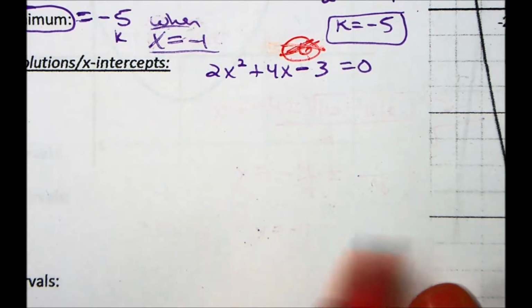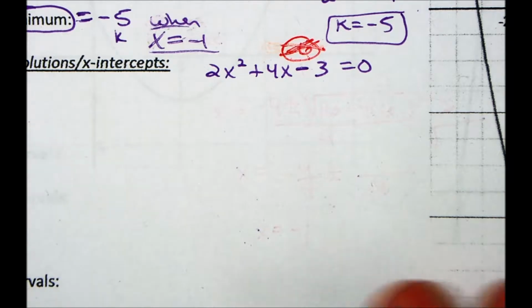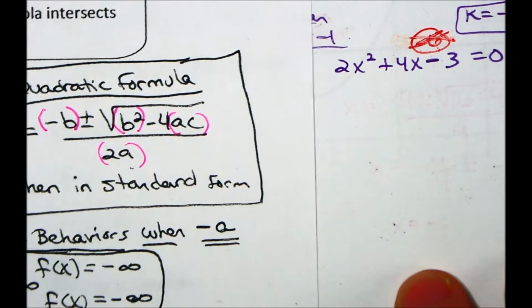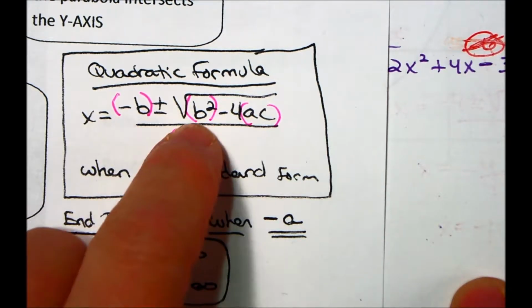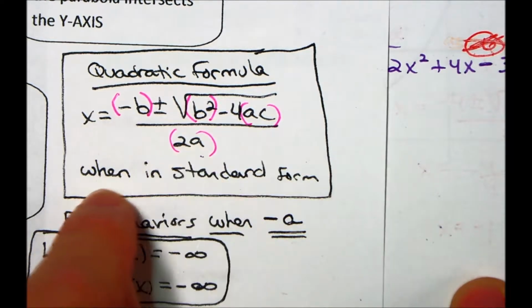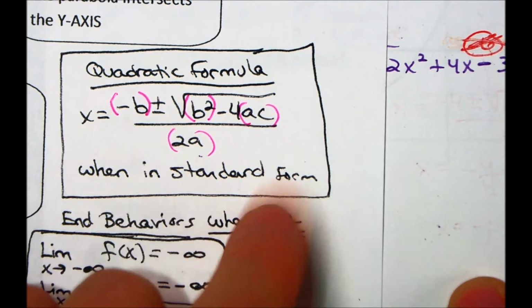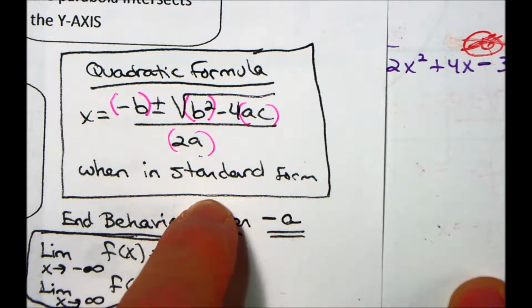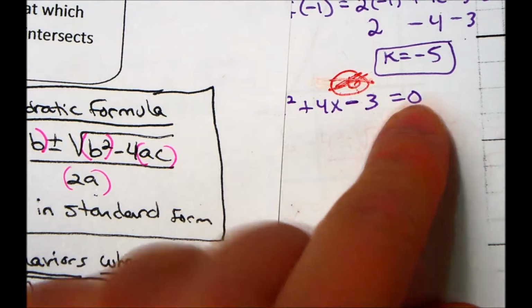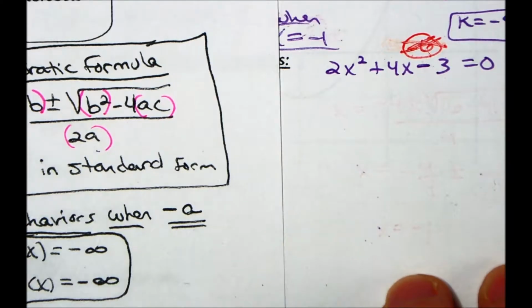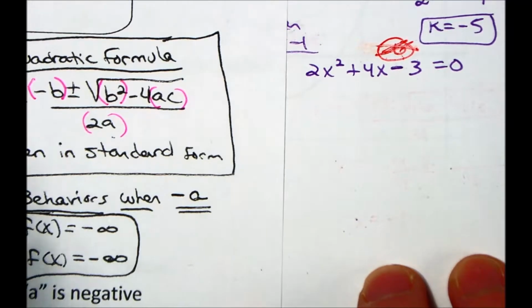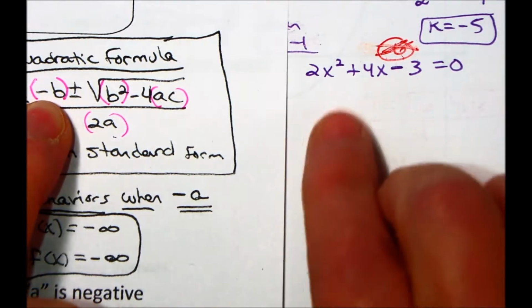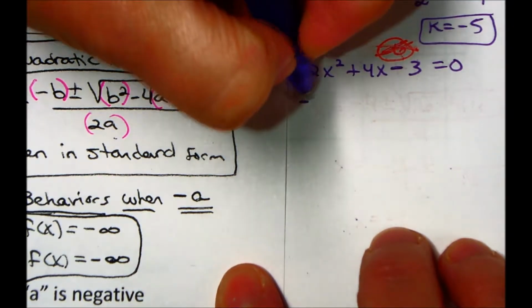So now we need to use the quadratic formula. So your quadratic formula, I have written here, is -b plus minus the square root of b squared minus 4ac over 2a. And again, it's when in standard form. So your quadratic equation must be in standard form before you can use the quadratic formula. And it must equal 0. Alright, so we're going to use the quadratic formula with this. So the -b means the opposite of b. b is 4, so the opposite of it would be -4.